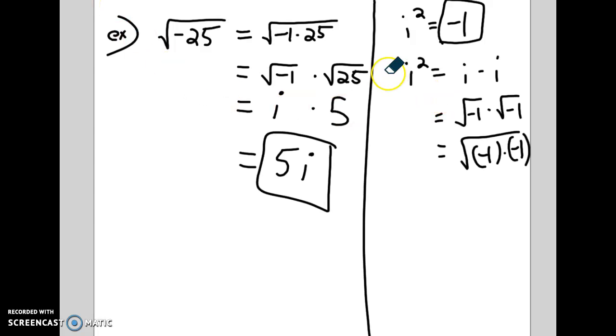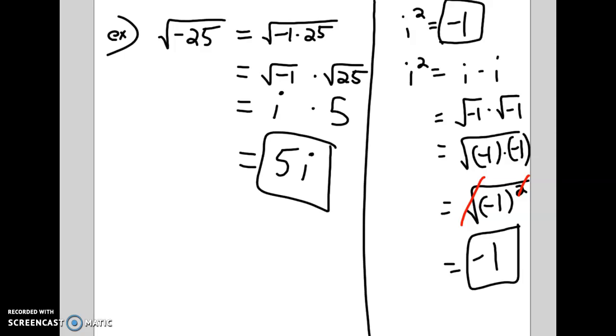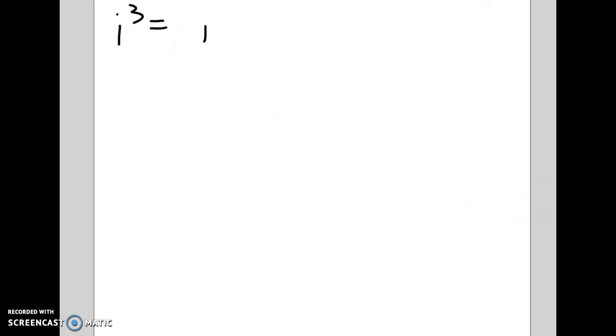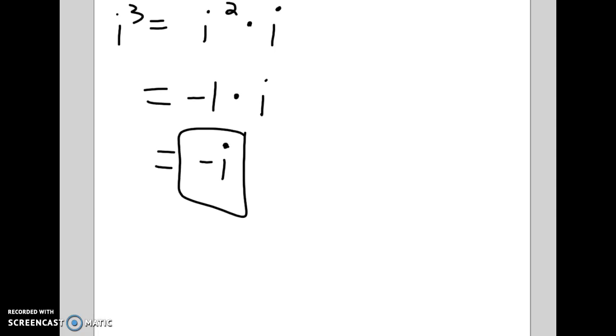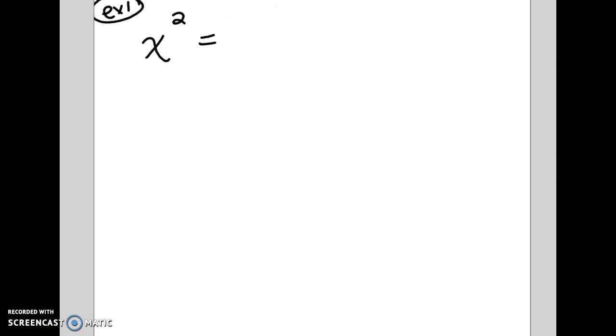And then I try to explain, i to the second is really just i times i, which is the square root of -1 times the square root of -1, which is the square root of -1 squared. So it's -1. So when it's i squared, all of these rules that we've been learning about multiplying radicals still apply. So let's move on. i to the third is really i to the second times i, which is -1 times i, -i.